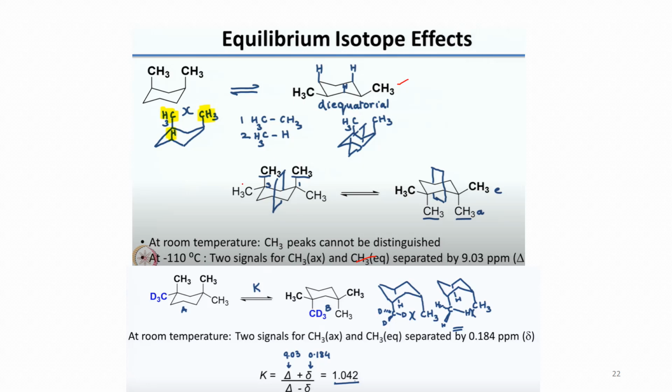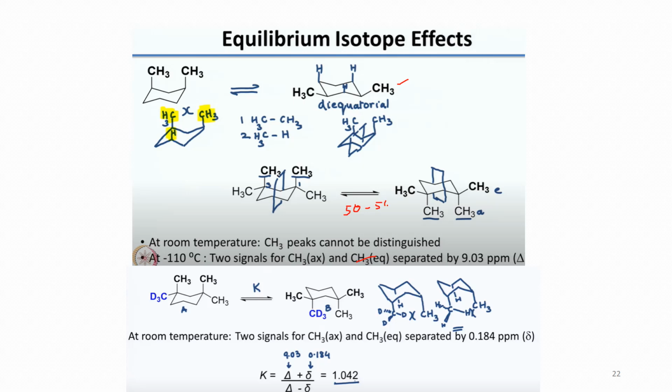Now suppose one product has 2 CH3 axial and 2 CH3 equatorial. If we flip it, we get a structure again with 2 CH3 equatorial and 2 CH3 axial. So it will stay as 50-50, because both are equally stable. Both substrates are equal in energy, so they will be in 50-50.